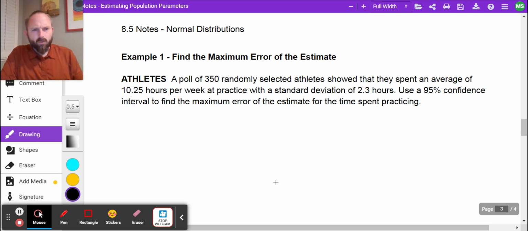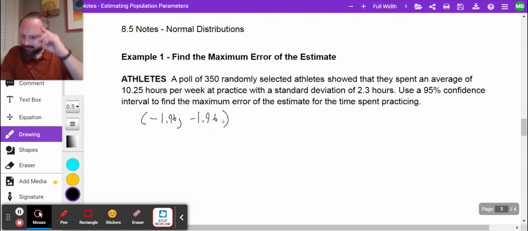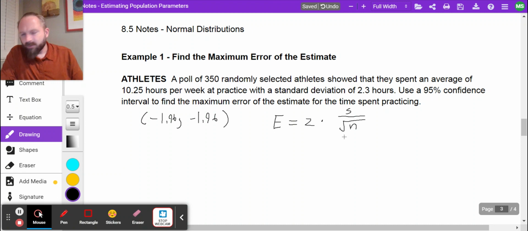All right, so if we want 95% confidence, we want the z-score of between negative 1.960 and positive 1.960 for the other way. So we can take the formula: E is equal to Z times S divided by the square root of N. All right, well, let's plug in our data. If we plug in 1.96, we're going to find out the maximum error.